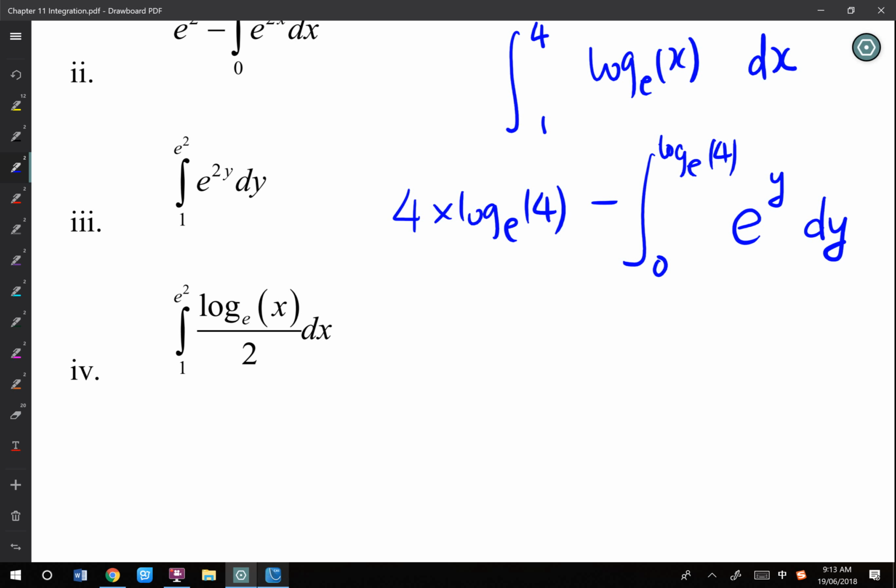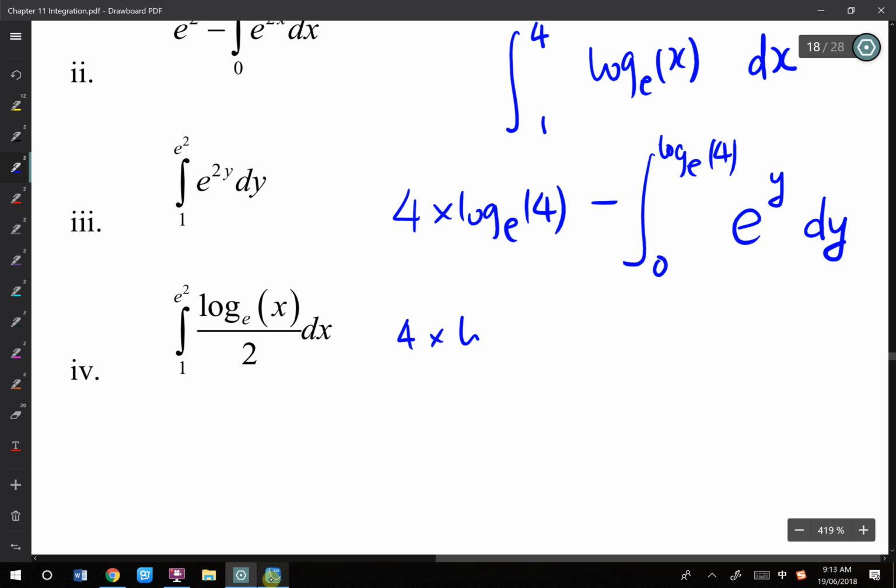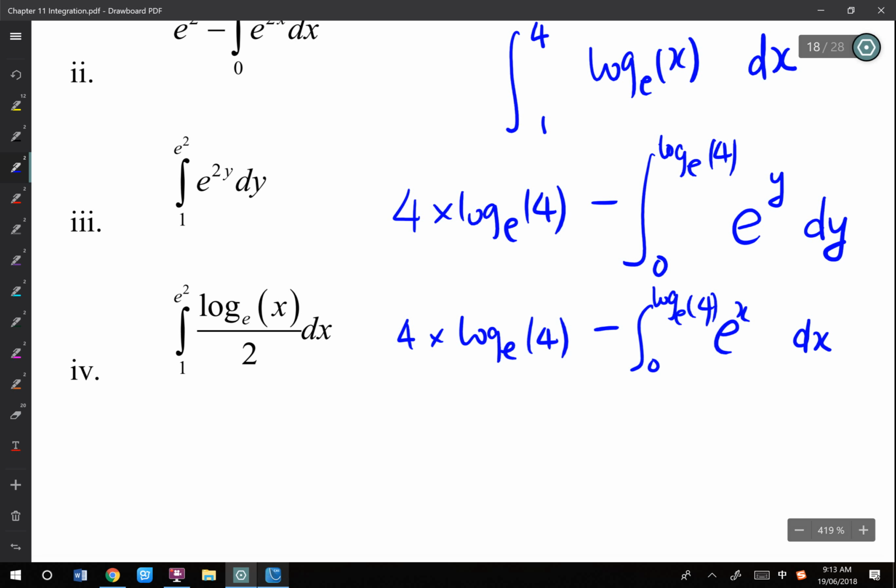And also you should understand, the variable I can change to whatever I like. So I can say that's 4 log_e 4 minus the integral from 0 to log_e 4 of e^x dx. That's fine as well. That will give me the same result. Actually, I'm looking at the y-axis, but I can change the variable just to x. Just change the variable back to x. There's no problem with that.